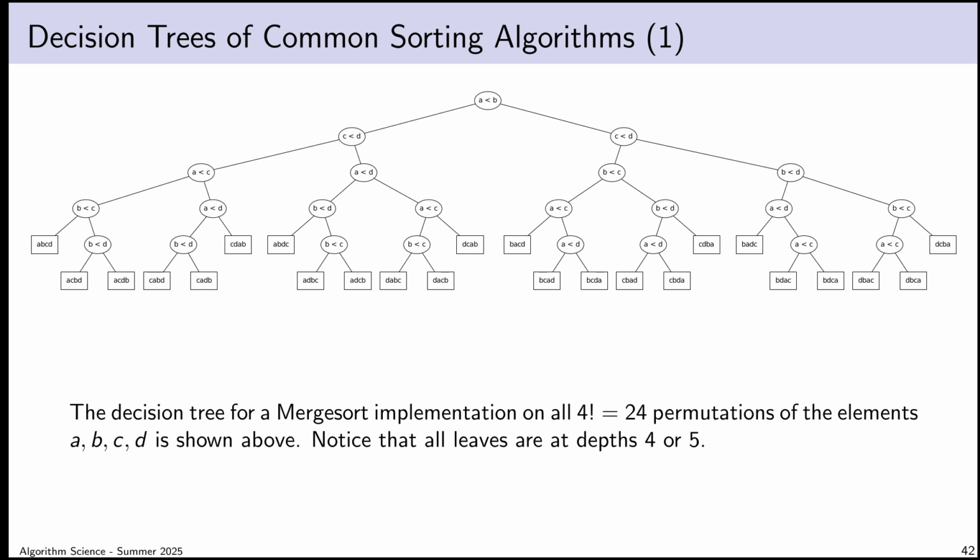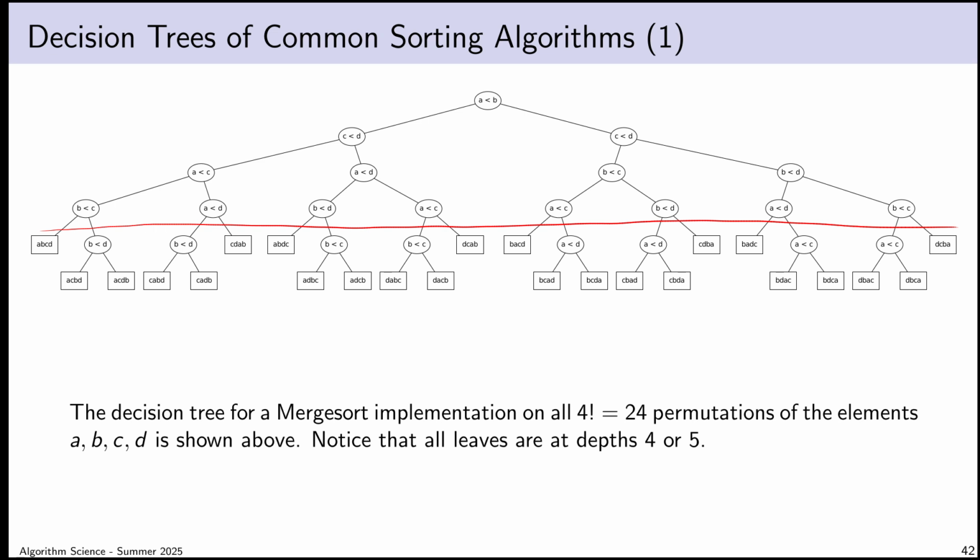And notice that in the decision tree for merge sort, the tree is pretty compact. That is, I have no redundant comparisons, and all of the leaves are at depth 4 or 5. So they're all below this line here. That makes sense because the number of comparisons performed by merge sort is very consistent. The best case of merge sort is n log n, just like the worst case.